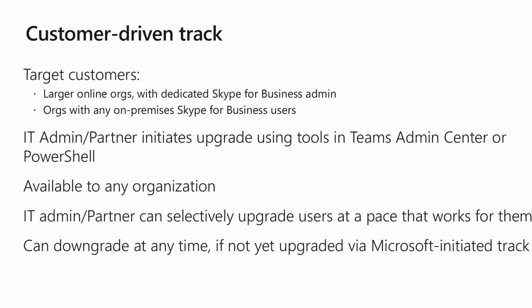The IT admin or the partner can selectively upgrade the users at whatever pace works for them. And of course, you can choose to downgrade at any time. If you assign a user Teams only mode and you're like, oh, we're not ready to do that yet, you can just assign them a different mode to essentially roll them back from the Teams only mode perspective. You would, of course, want to take advantage of all of the various planning mechanisms that we've talked about in our previous trainings that are part of this series on Skype for Business to Microsoft Teams.